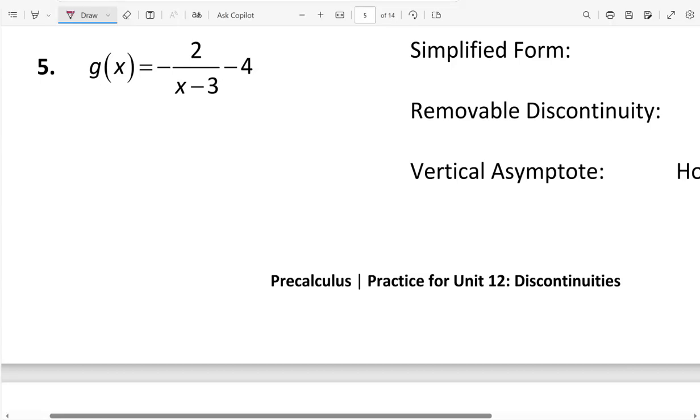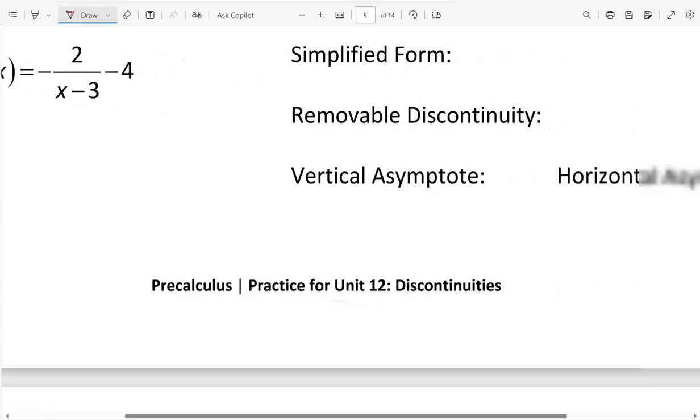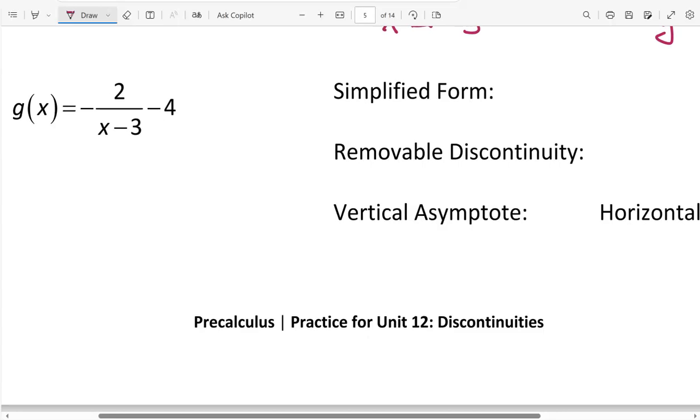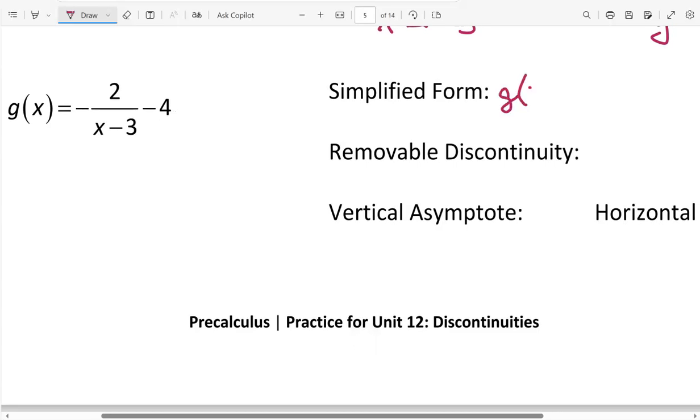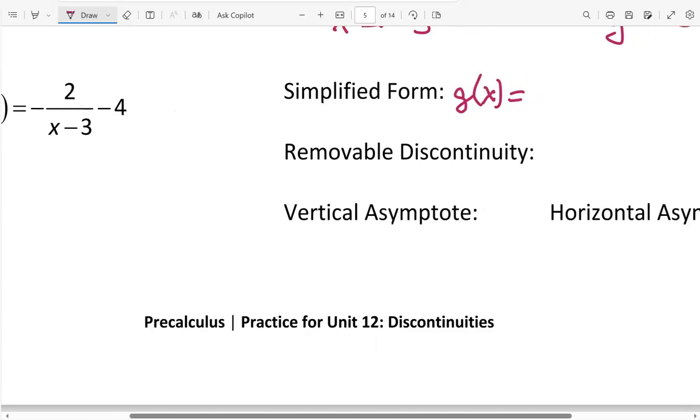In number 5, there are no common factors to reduce this function g of x. So g of x's simplified form is just the same function. g of x is equal to negative 2 divided by x minus 3, minus 4. And that means that there are no removable discontinuities.